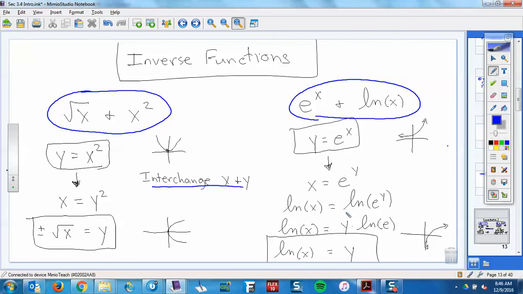Here, the y would come down in front. Ln e is just 1. So you get y equals ln x. Okay, that's why they're inverse functions. Over here, if I interchange the x and the y, I get x equals y squared. I do the square root. I get plus or minus square root of x, so sideways parabola.